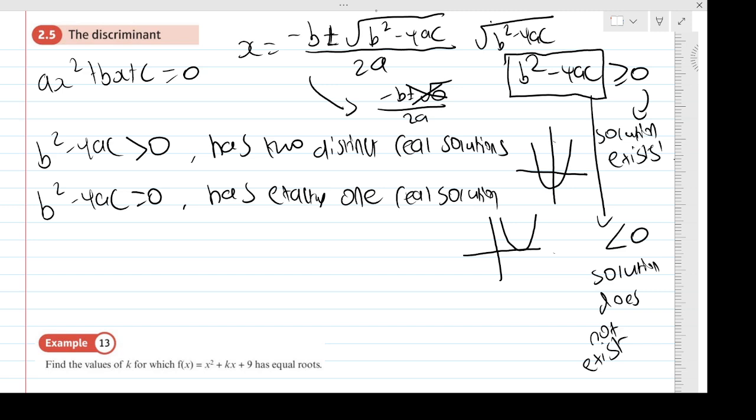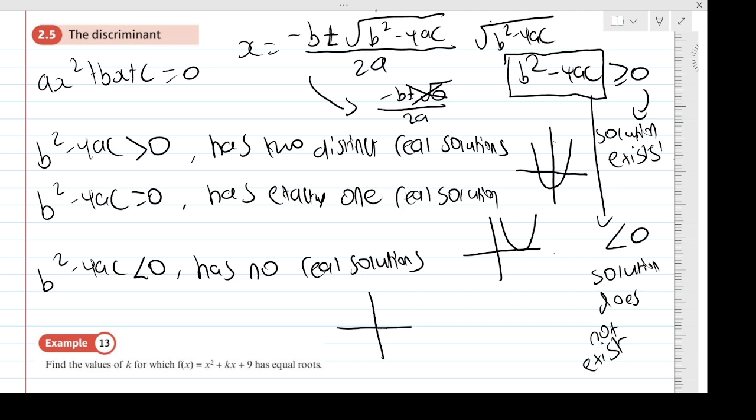So exactly one solution, and then lastly, b squared minus 4ac less than 0, it has no real solutions. So that means there are literally no solutions that exist, right? That is defined. So then it's going to look like it's above the x-axis, or it could be below if it's a frowny shape, okay? But it has no real solutions in that instance.